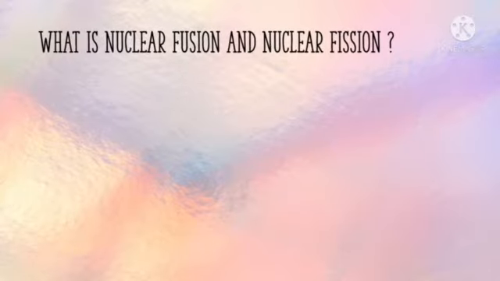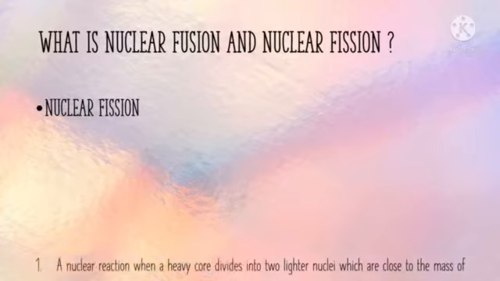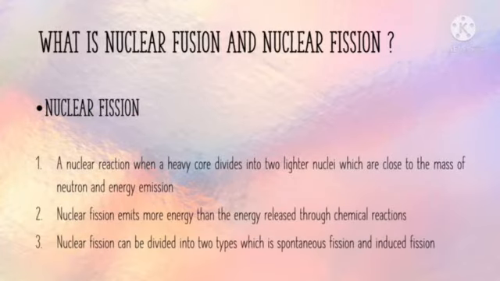What is nuclear fusion and nuclear fission? Nuclear fission. Nuclear fission is a reaction when a heavy nucleus divides into two lighter nuclei which are close in mass, with neutron and energy emission. Nuclear fission can also emit more energy than the energy released through chemical reactions. Nuclear fission can be divided into two types, which are spontaneous fission and induced fission.